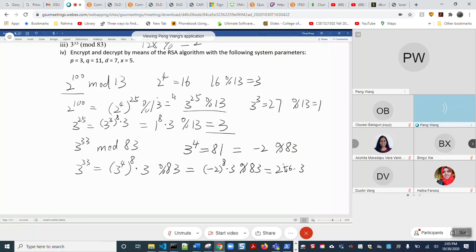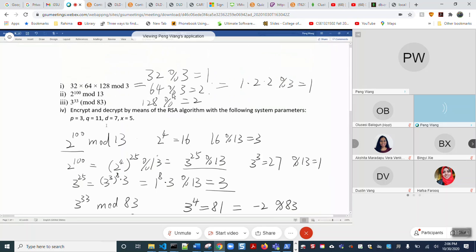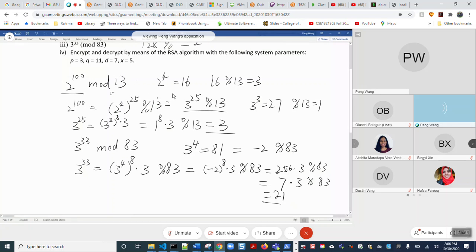Which equals 256 times 3 mod 83. And then now we can directly calculate it. It equals 7 times 3 mod 83, which equals 21. That's all. This is for the third part of the first question. Any questions for this calculation?